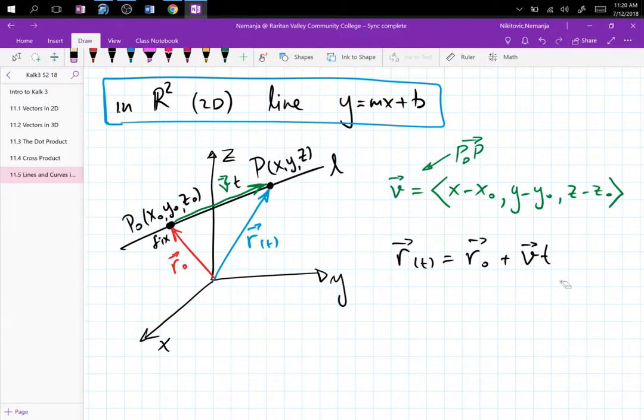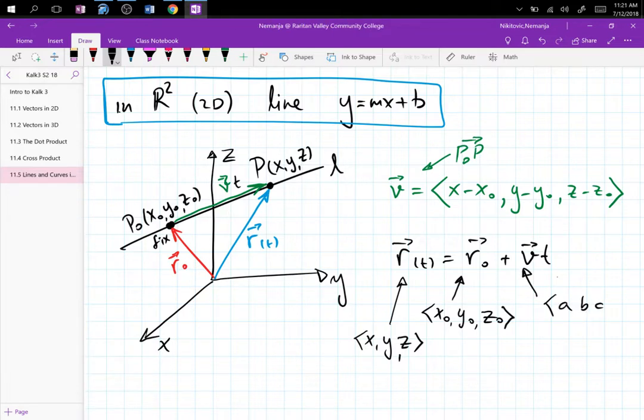Right? But now, the trick is that each one of these is a vector with 3 coordinates. So, vector r is the vector of x, y, and z. Vector r0 is the vector x0, y0, and z0. And the vector v, well, we just call that ABC. We did not define yet. I mean, I did put x minus x, right, and all that stuff.